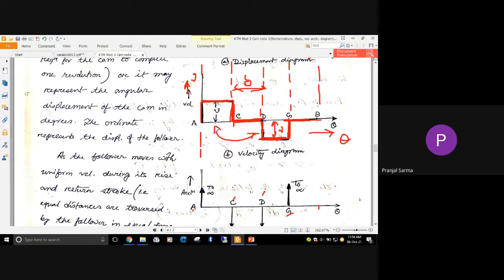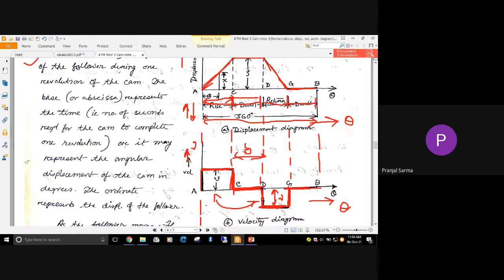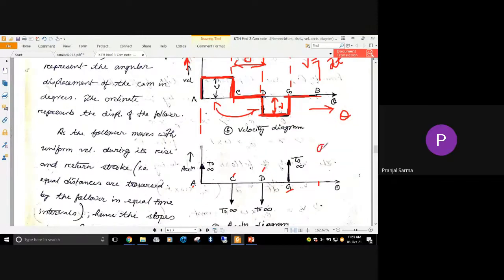Now what happens? This acceleration means what? This is x. We can consider this displacement. So we know dx/dt equals v, right? Velocity equals dx/dt, that is the rate of change of displacement with time. So how is it changing? The rate of change of displacement is uniformly changing. So that's why it is uniform velocity. And what about acceleration? Acceleration means rate of change of velocity, dv/dt. That means how velocity is changing with respect to time.